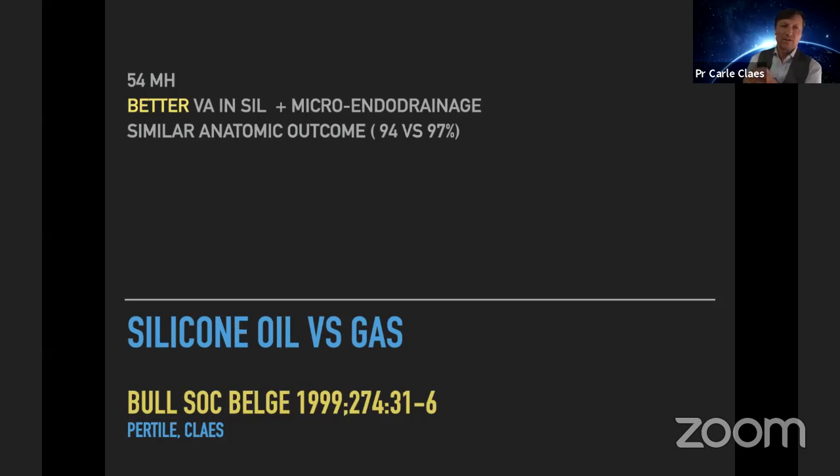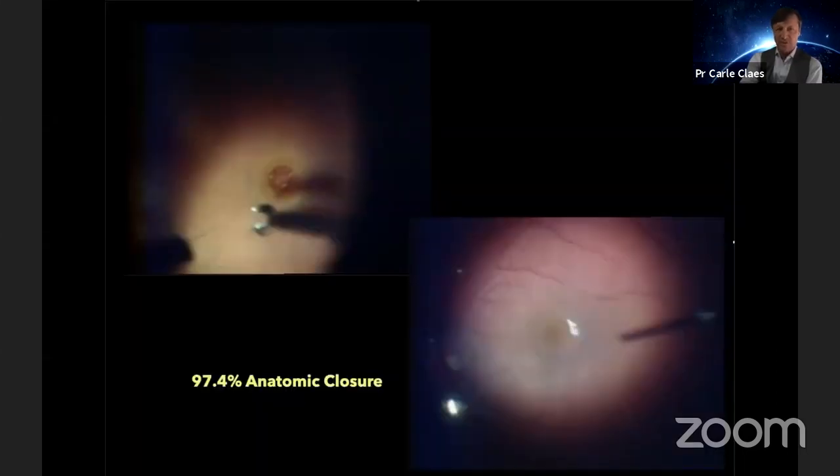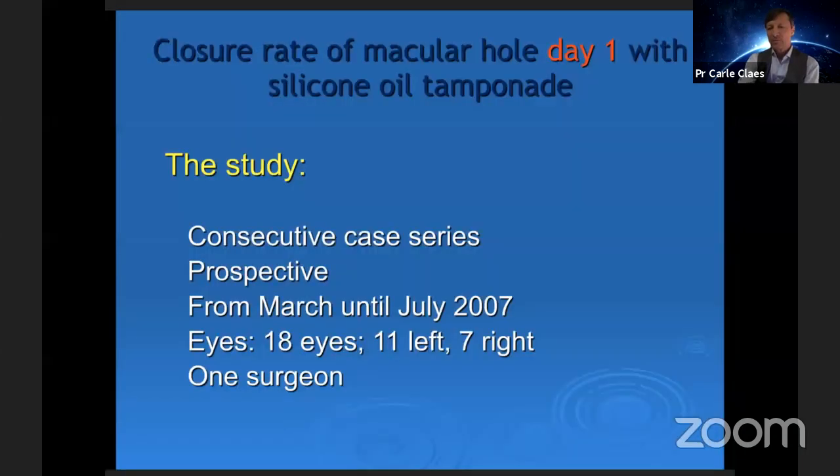We did a study in the 90s to compare visual acuity in silicone oil filled eyes using this micro endodrainage technique compared to a gas tamponade, and we saw a similar outcome with these techniques, but a better visual outcome in the eyes where we used the silicone oil. Here we see the intraoperative pictures at the beginning and the end of the surgery using this technique, and we were able to close the hole right away on the table.